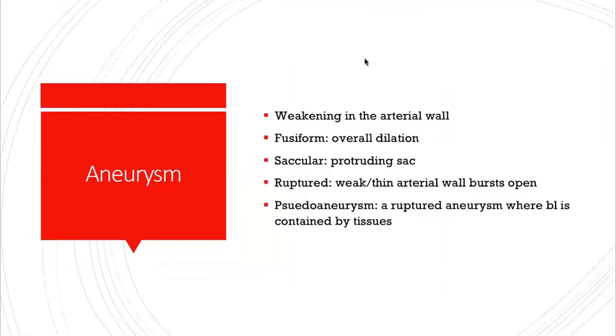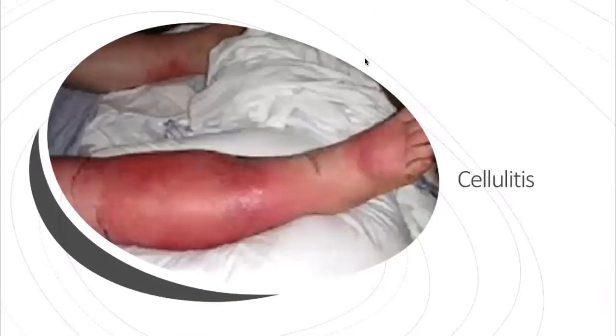Okay, so you guys want to know that, and this is the information on aneurysms. And we're gonna go to cellulitis on page 430, and so cellulitis is a bacterial infection of the skin. So it's a bacterial infection of the skin. The symptoms are pain and redness.